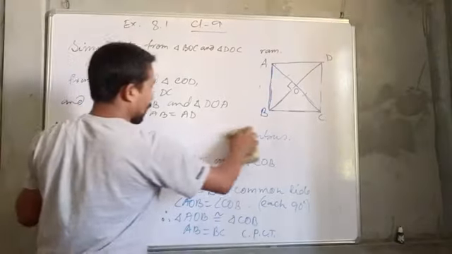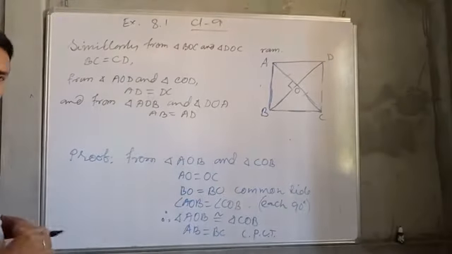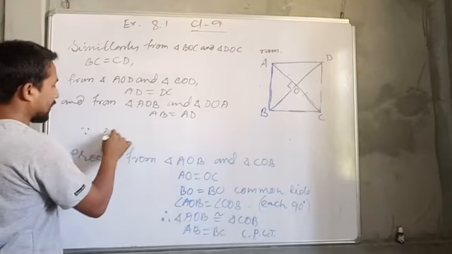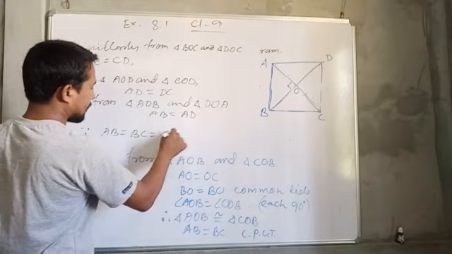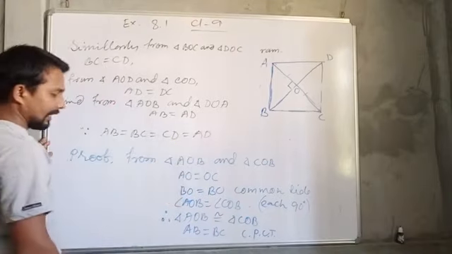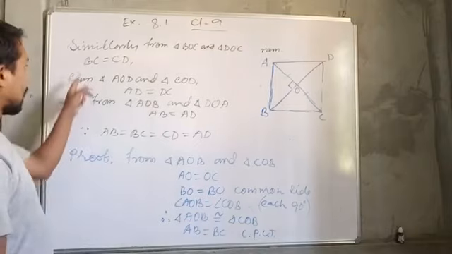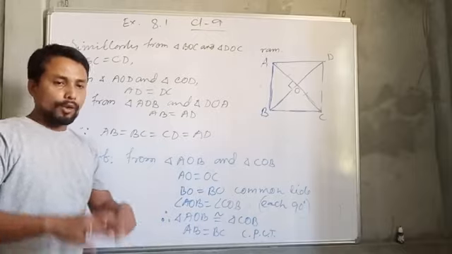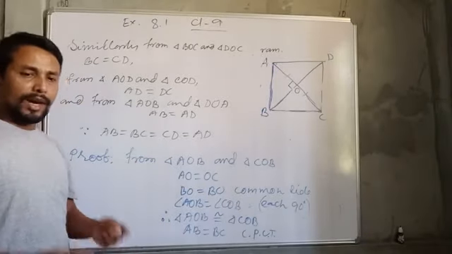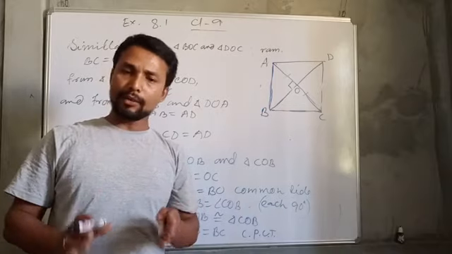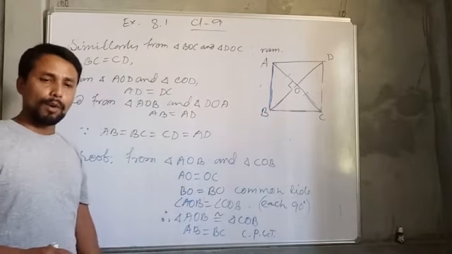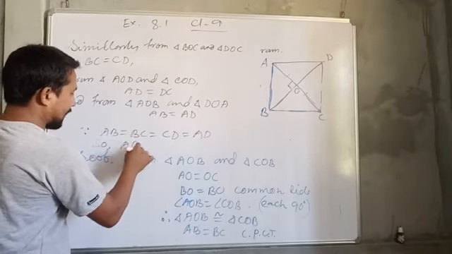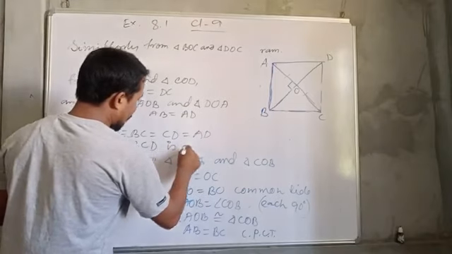Since AB equal BC, BC equal CD, CD equal AD, AD equal AB, that means all the sides are equal, we found. If a quadrilateral has all the sides equal, then it is a rhombus. So ABCD is a rhombus.